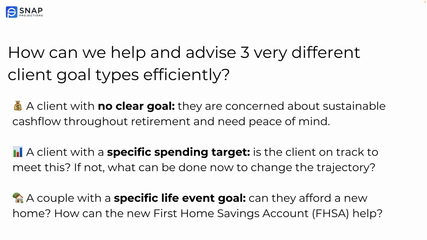The 3 cases covered today will include a client with no clear goal. They're concerned about sustainable cash flow throughout retirement and are essentially just seeking peace of mind. Next, a client with a specific spending target. Are they on track to meet their cash flow goal? And if not, what can we do now to change that? Third, we have a couple with a specific life event goal. They would like to purchase their first home, and they're wondering if the new first home savings account might help.